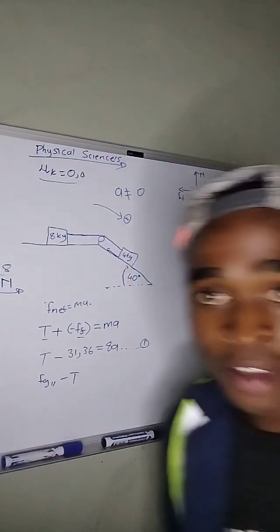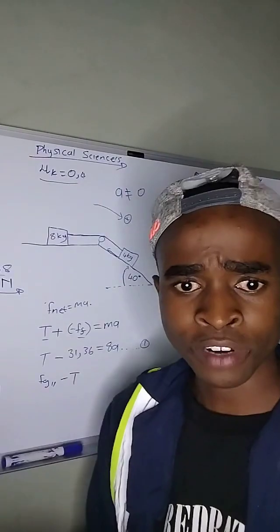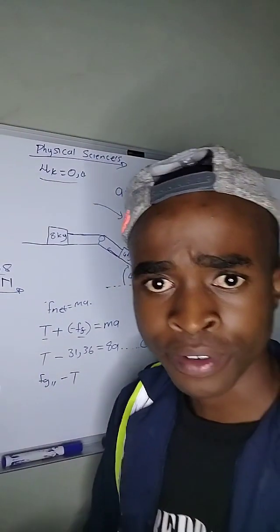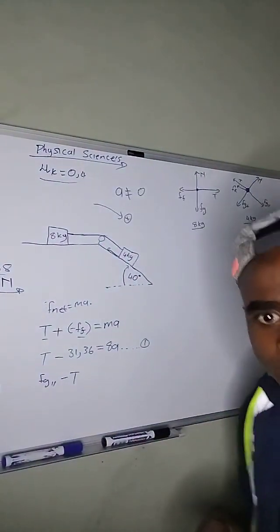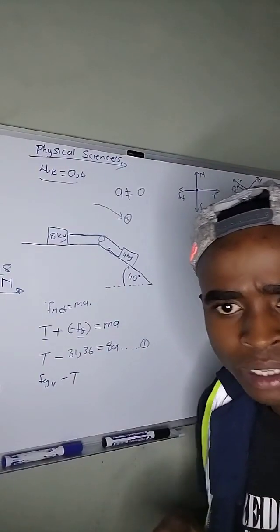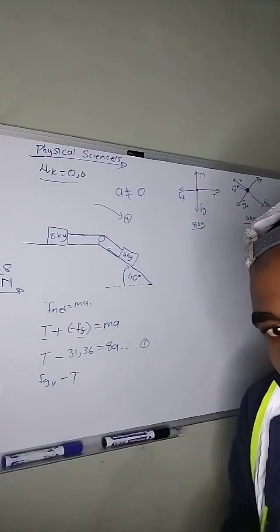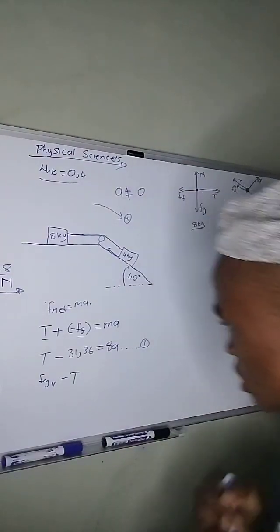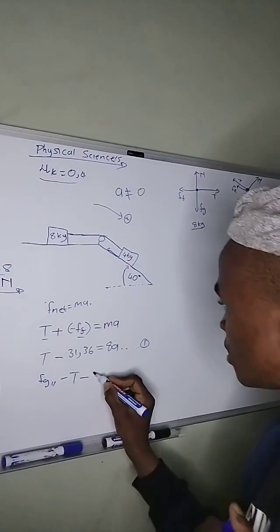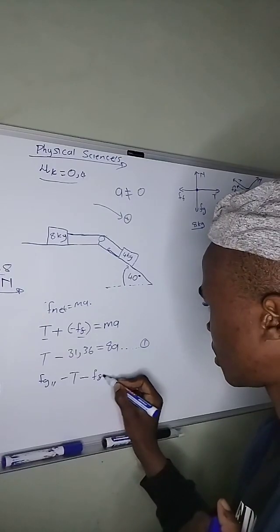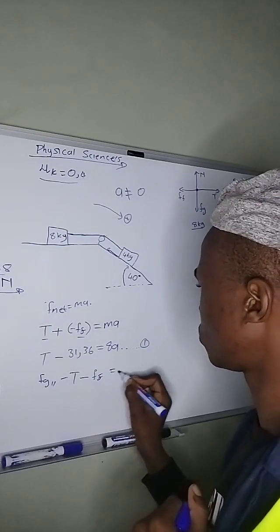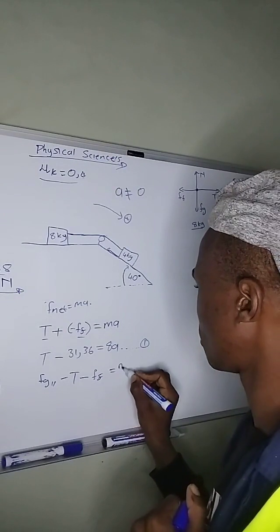And how will my friction be? Positive or negative? My friction is going to be negative or positive? It's going to be negative friction, which is going to be equal to MA.